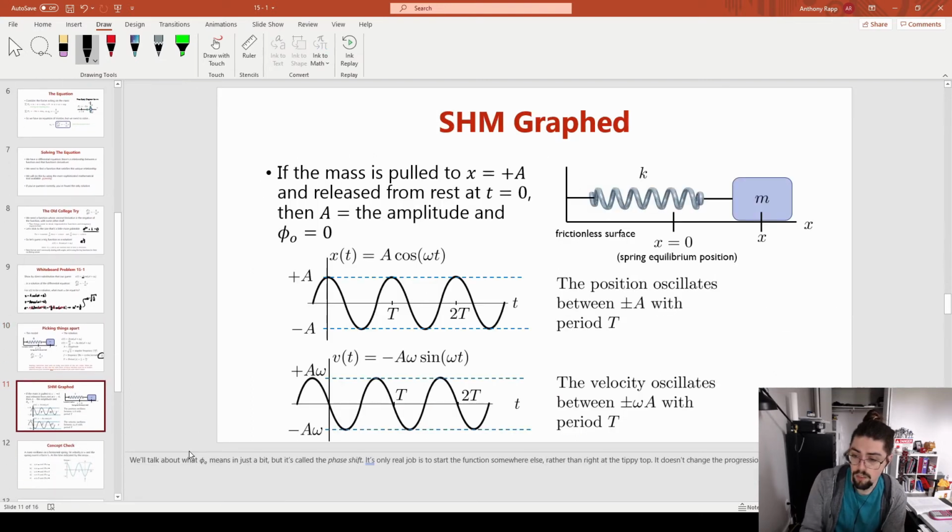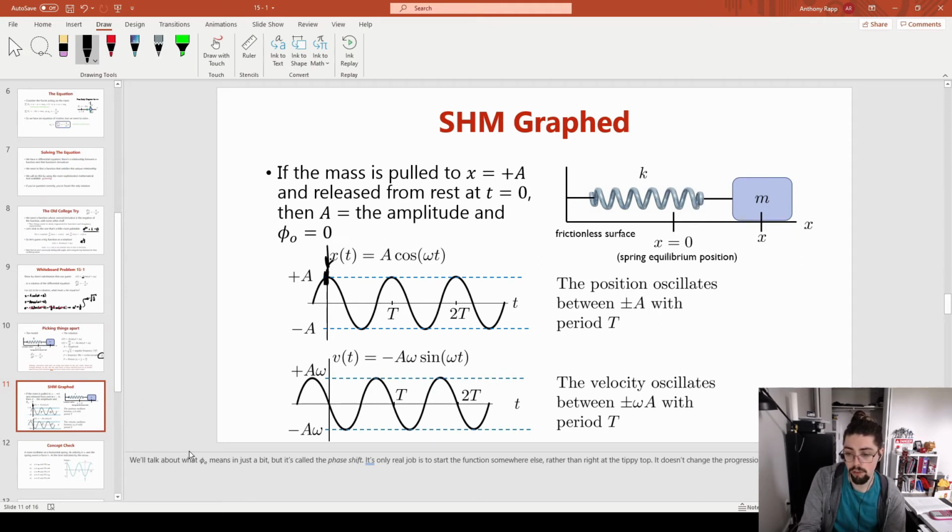So, if we were to graph this thing out, here's what we get. I start by pulling out my mass and then releasing it. Right at t equals 0, that spot right there, is my initial release. So it snaps back and then goes up, and then snaps back and then goes up. And what we can see represented on the graph is the period.